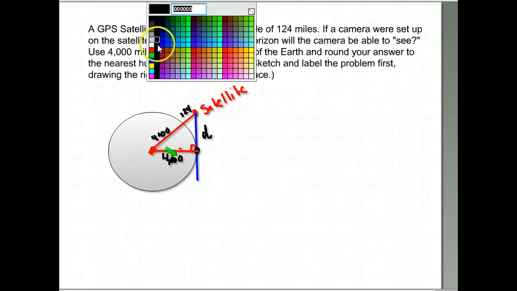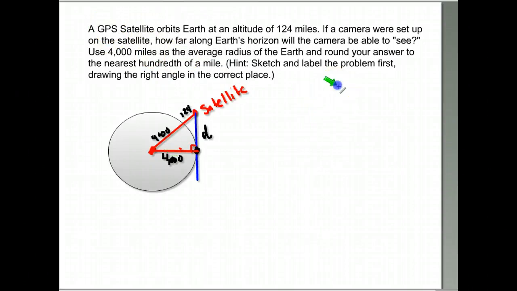So again, I'm going to draw a cleaned up version of my drawing over here. What I have basically is a right triangle. I know this is length d. I know this is length 4,000. And this side over here, my hypotenuse, notice, was 4,000 plus that extra 124. So it's 4,124.